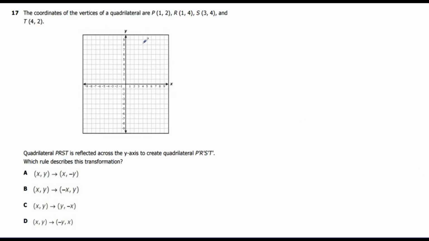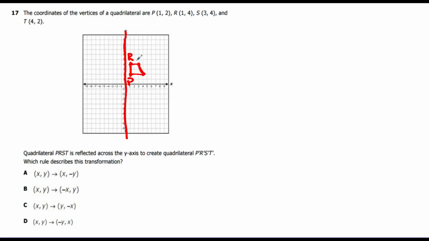Alright, 17. Coordinates of the vertices of the quadrilateral are given. It's then reflected over the y-axis to create P prime, R prime, all that. Okay, which rule describes this? So if you know transformations enough, you could probably do this without the graph, but I don't know transformations that well, so I'm going to plot my points. So 1, 2, 1, 4, 3, 4, and 4, 2. So here's my shape. Happy little trapezoid.